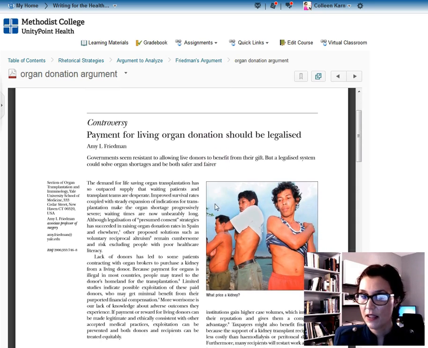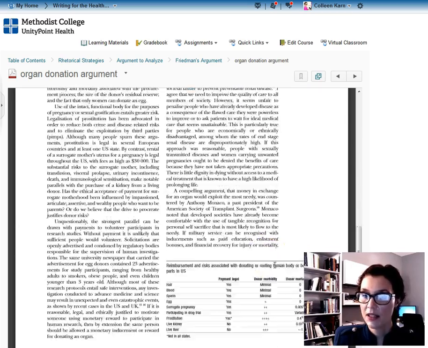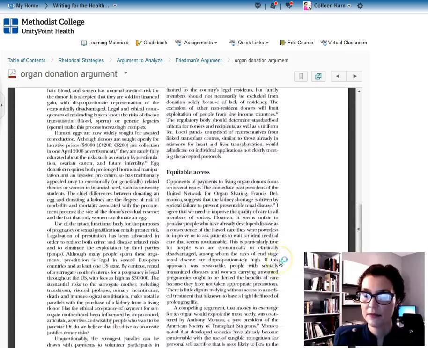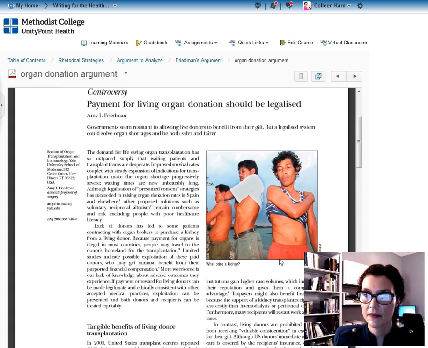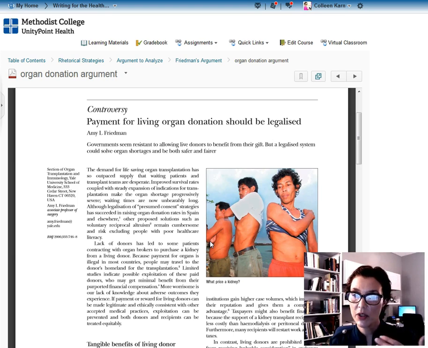It's a PDF, and if you look, you can see where it's been published. I mean, this is the actual stuff, page numbers, everything. So here is the argument. It's called Payment for Living Organ Donation Should Be Legalized, written by Amy L. Friedman. And you are going to be using this with each of the components that we're looking at in the modules. So you're going to read this once.